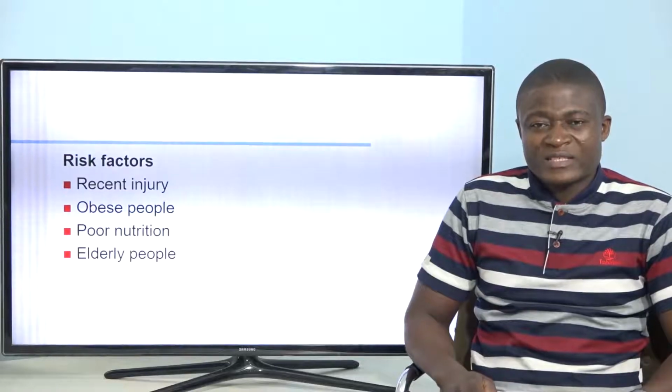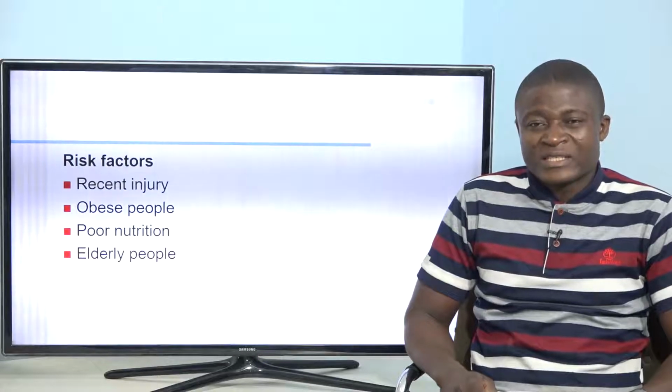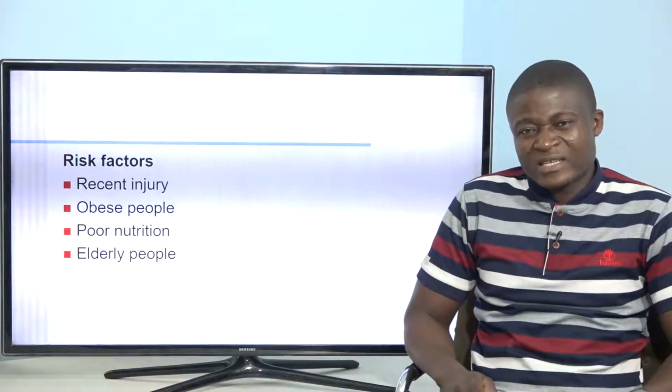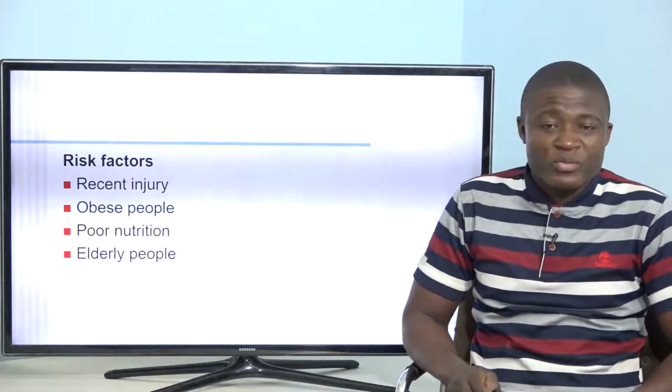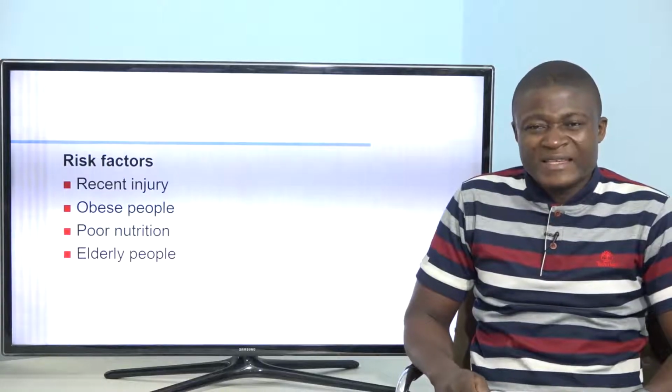What are risk factors of osteomyelitis? Recent injury. So if you have a recent injury, you stand a very high chance of developing osteomyelitis. Obese people, so those who are obese mostly have a form of immunocompromise to some extent, and then they stand a very high chance of developing infection too. So they stand a high chance of getting their bones infected.